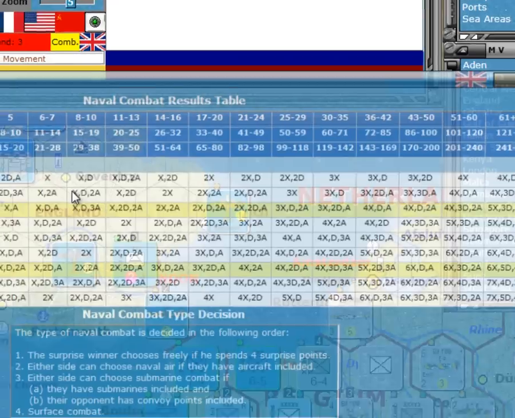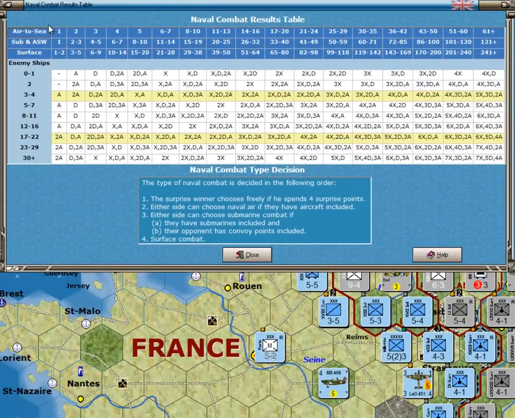We also have the Naval Combat Results Table showing the various air-to-sea, sub and anti-submarine warfare, and surface combat types, and how many enemy ships and what all the values are for those situations, such as 17 to 20 air-to-sea points being against 3 to 4 ships. You get 2x a D and 2A, which means 2 destroyed, 1 damaged, and 2 aborted.